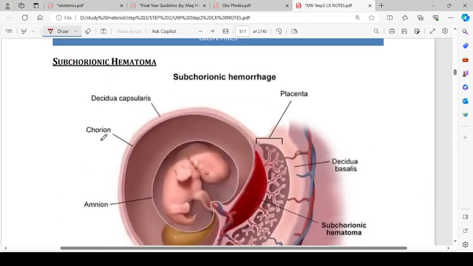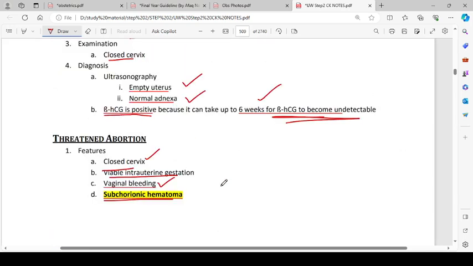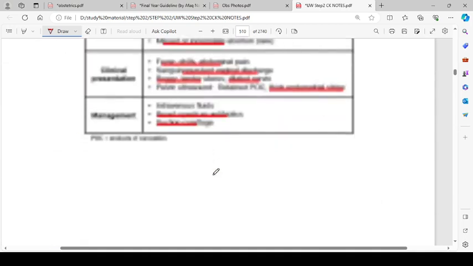Then we have subchorionic hematoma. Subchorionic hematoma means like this. This is seen in the cases of threatened miscarriage, right? Subchorionic hematoma was present in threatened abortion.